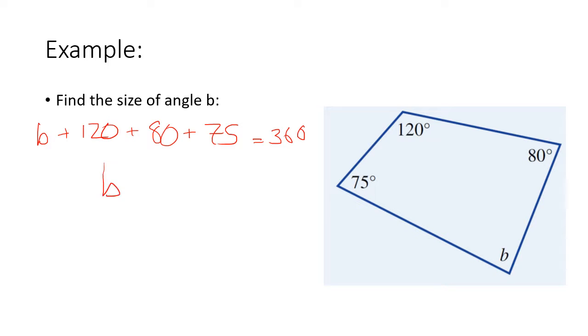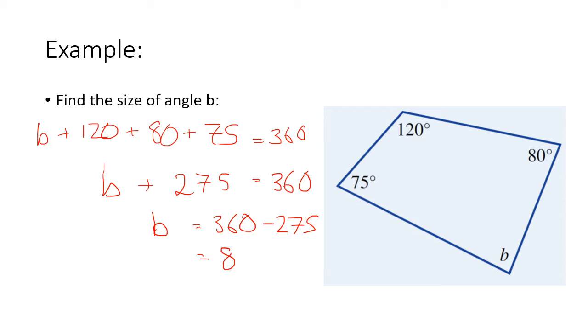So B plus 275 equals 360. So then I've just got to figure out what B equals. So what plus 275 equals 360. The way I'm going to do that is go, well, if B plus 275 equals 360, then B must equal 360 minus 275, which is 85 degrees. And that's my answer.